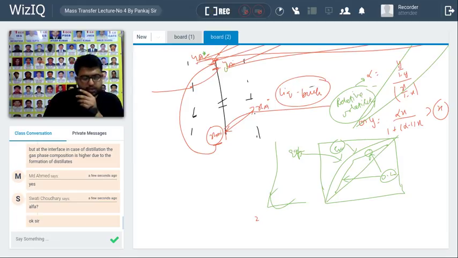The operating line touches the equilibrium curve only in a special case. Otherwise, in all other cases, the equilibrium value is always greater than the operating value. So that's why YA star is above YAI. Okay, got it? Everyone?